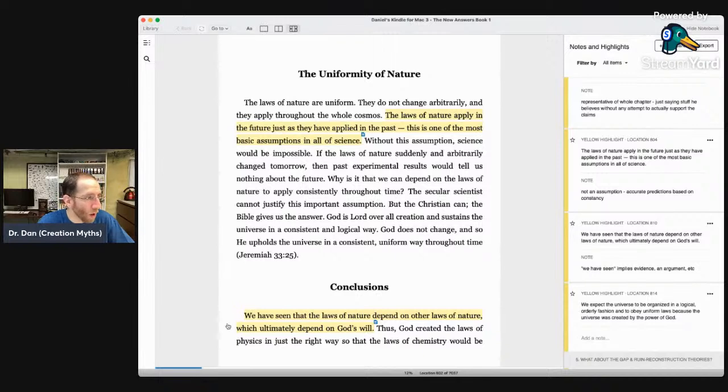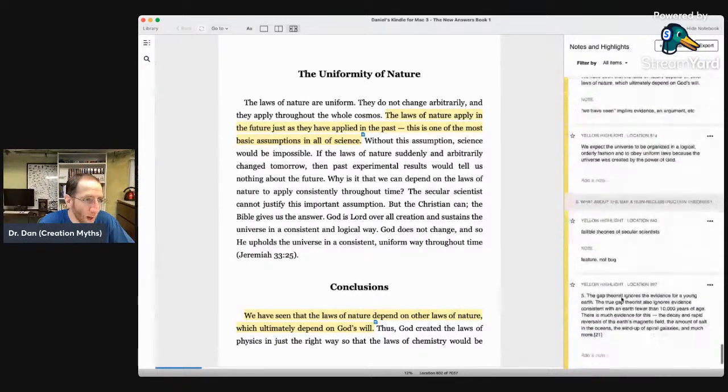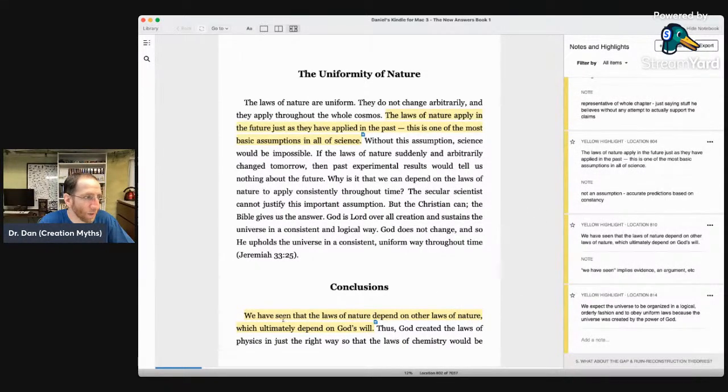So in conclusion, we have seen that the laws of nature depend on other laws of nature, which ultimately depend on God's will. That "we have seen" is doing a lot of work there, because it implies that there is evidence, an argument, some kind of logical flow here. And we haven't seen that, I don't think. We're just asserting, again, to make people on the team feel good.